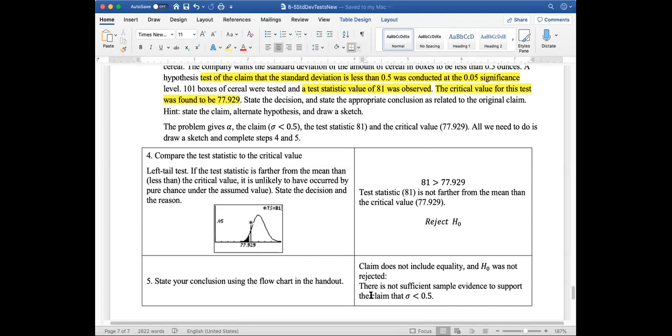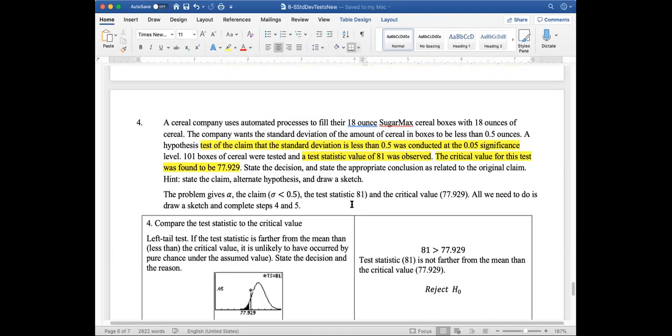So we've got everything we need through step 3. We just have to complete the hypothesis test by doing step 4 and step 5. So we have to make our decision and state our conclusion. So let's look at what the first one gives us.